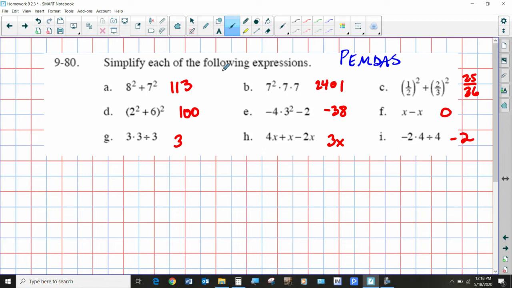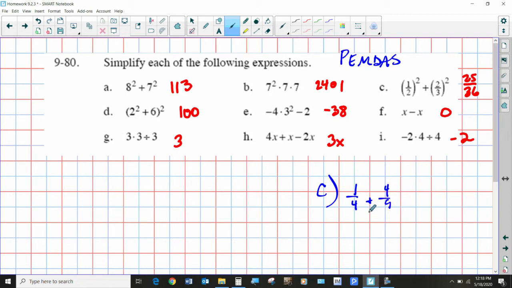First off, exponents take place before adding. So this becomes 64 plus 49 is 113. Here you have to deal with fractions. So when you square 1/2, 1/2 times 1/2 is 1/4. And 2/3 times 2/3 is 4 over 9.